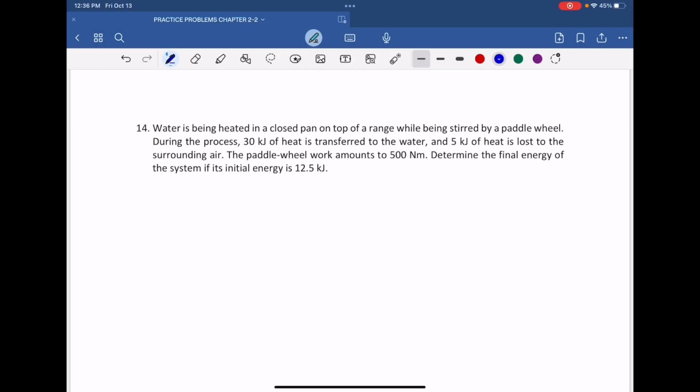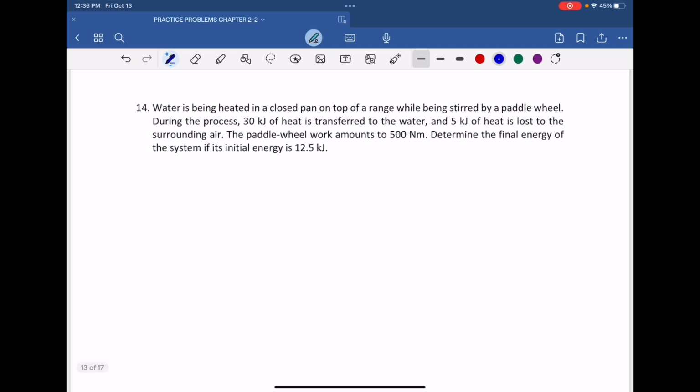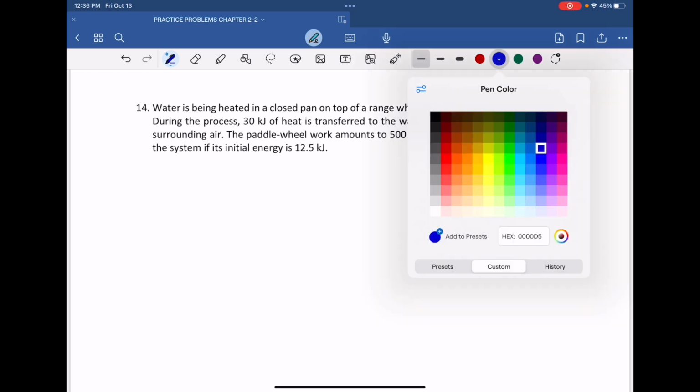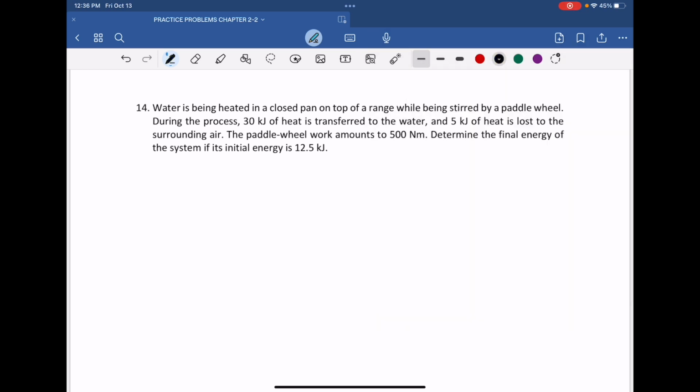Alright, so water is being heated in a closed pan on the top of a range while being stirred by a paddle wheel. During the process, 30 kilojoule of heat is transferred to the water and 5 kilojoule of heat is lost to the air. And the paddle wheel work amounts to 500 Newton times meter, which is joules. Determine the final energy of the system if its initial energy is 12.5.